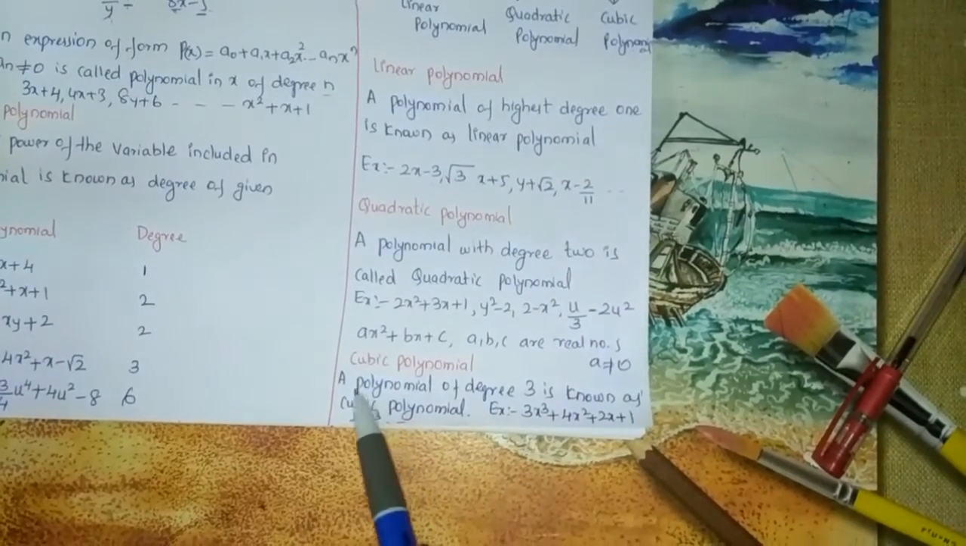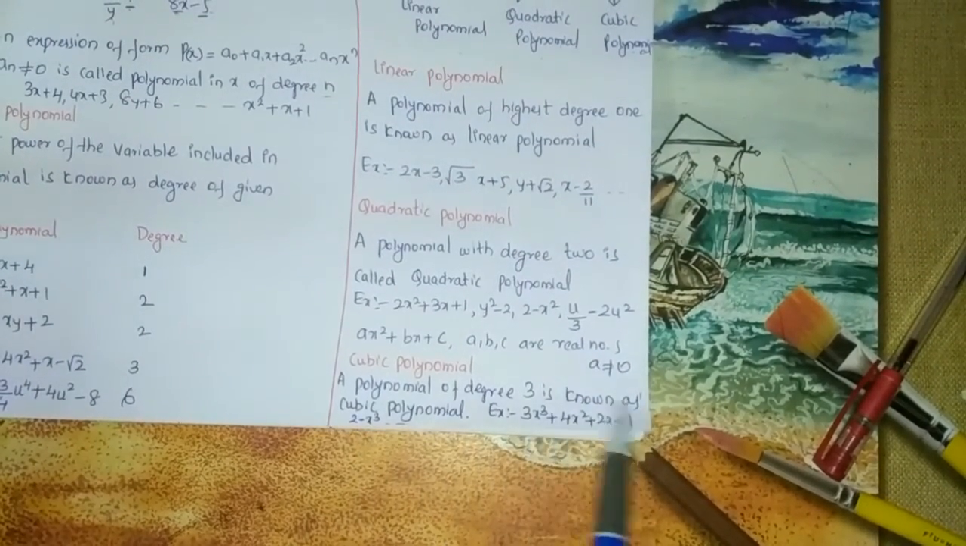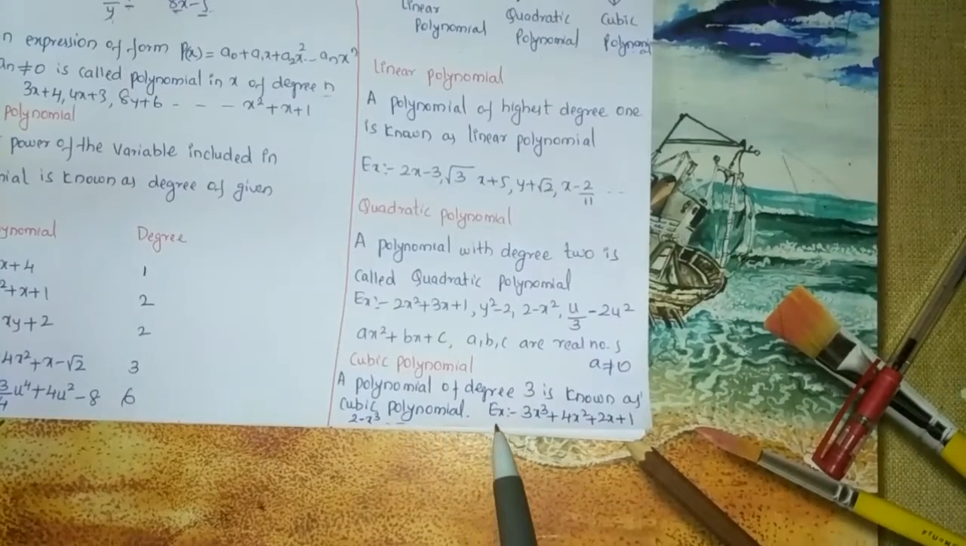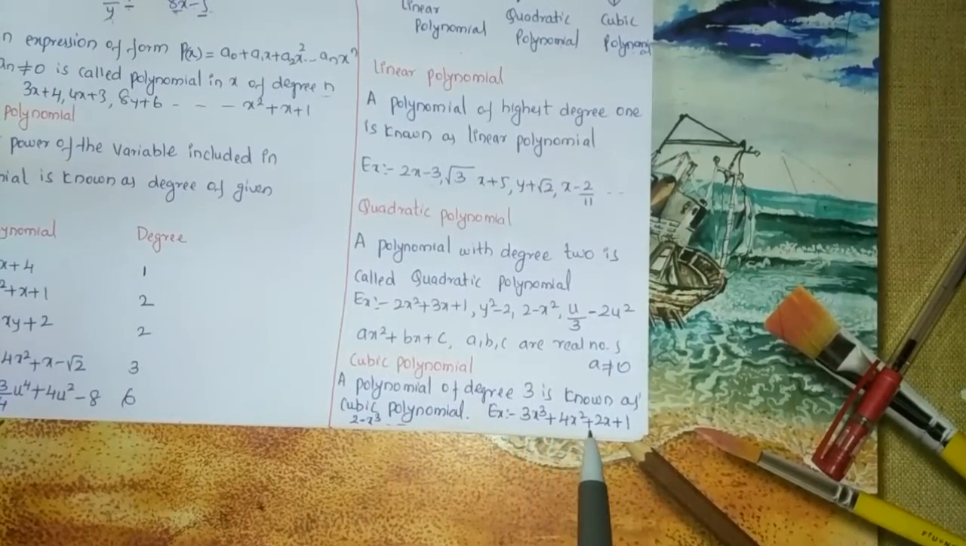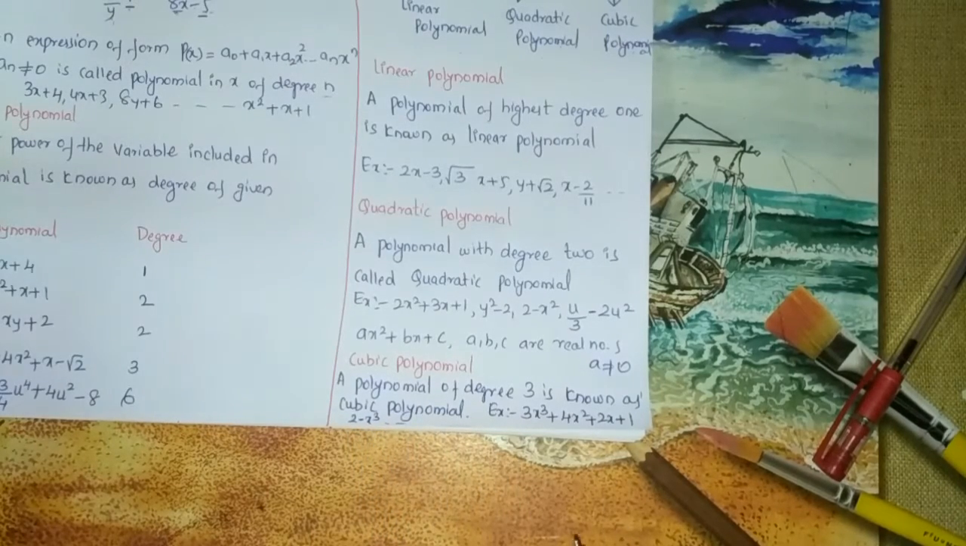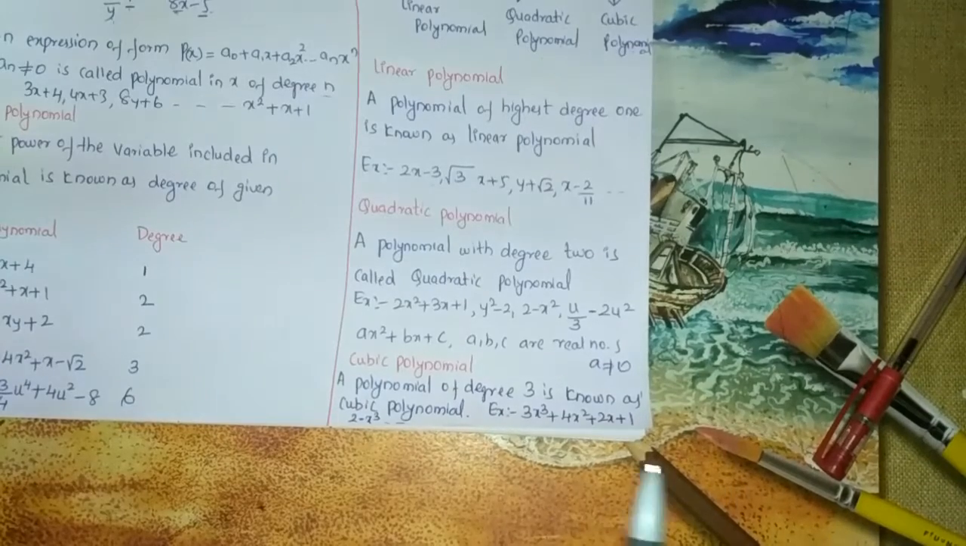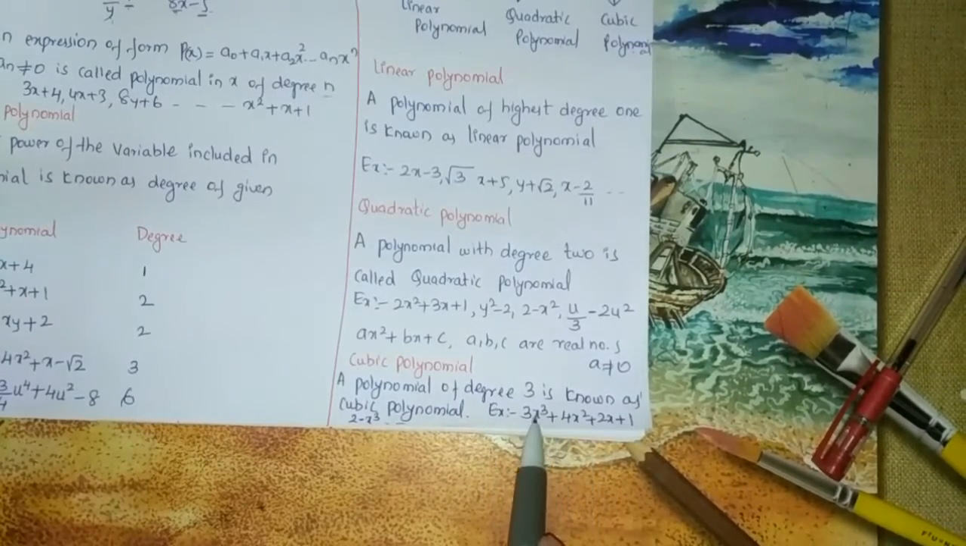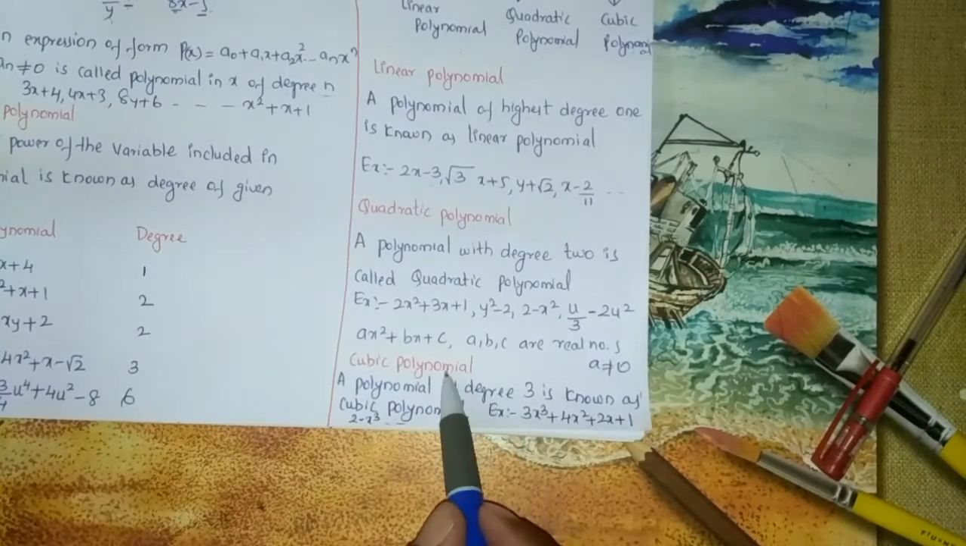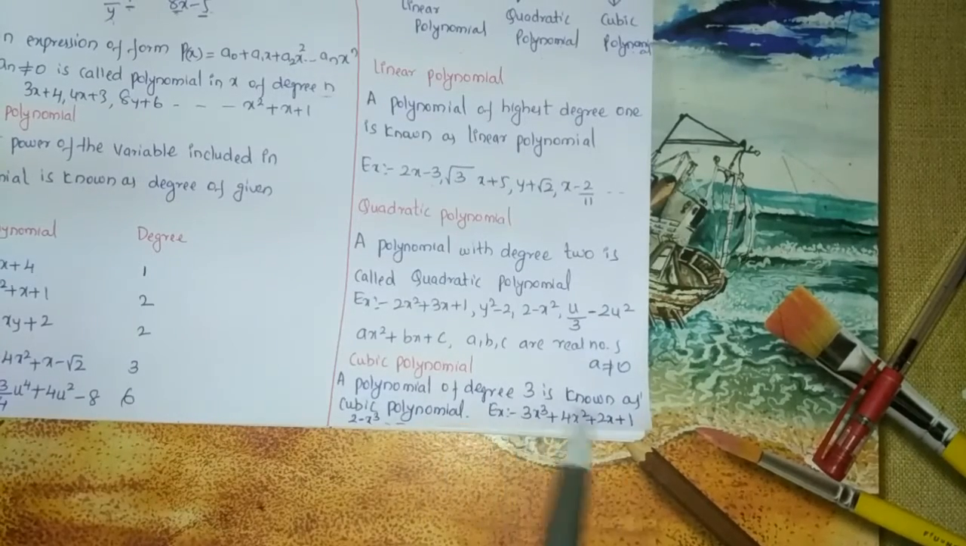Cubic polynomial. A polynomial of degree 3 is known as a cubic polynomial. Examples: 3x cube plus 4x square plus 2x plus 1, and 2 minus x cube, and root 2 x cube, and many more are some examples. So if you observe here, we have highest degree as 3, so we call it a cubic polynomial.